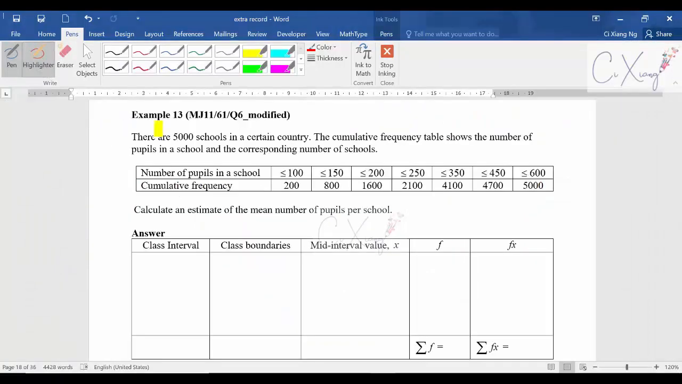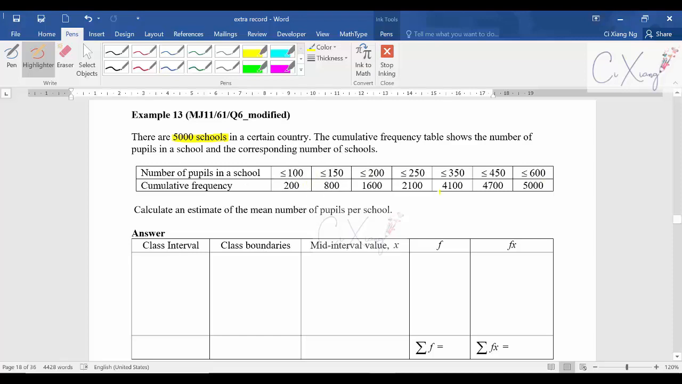Okay, so for example 13, you can see that there are 5,000 schools in a certain country, and they give you the cumulative frequency table. Then they show you the cumulative frequency, of course, from here, and also the number of pupils in the school. Okay, so if you compare this with example 12, you will realize that the questions are very, very similar, especially this table.